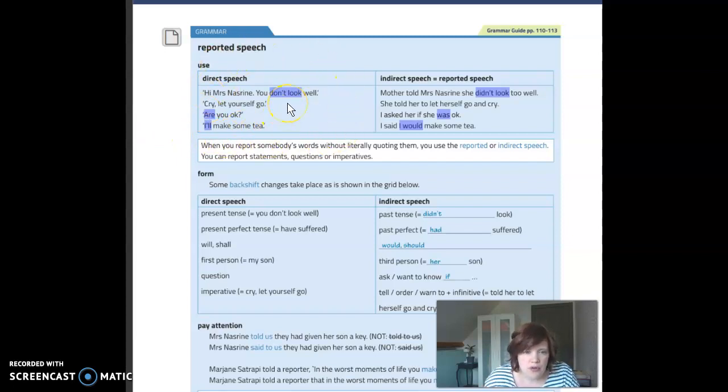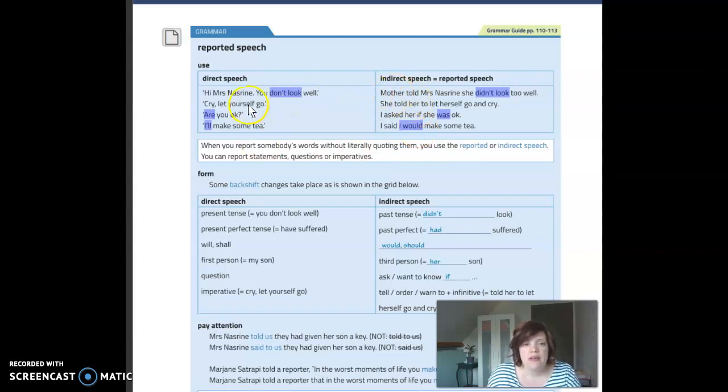For example, the first one. In direct speech, we have the sentence, "Hi, Mrs. Nadreen, you don't look well." In indirect or reported speech, it becomes, "Mother told Mrs. Nadreen that she didn't look well." "Cry, let yourself go." She told her to let herself go and cry. "Are you okay?" I asked her if she was okay. "I'll make you some tea." I said I would make some tea.